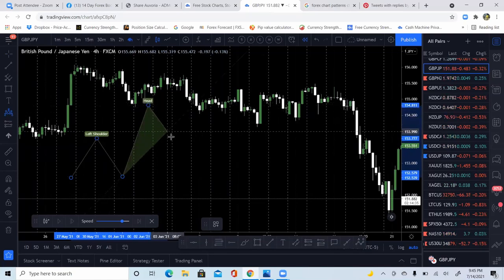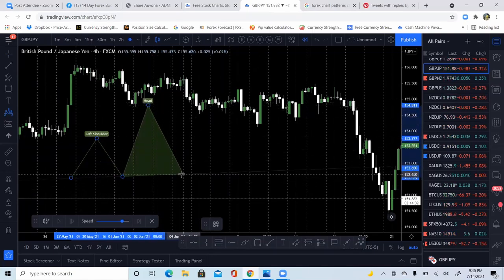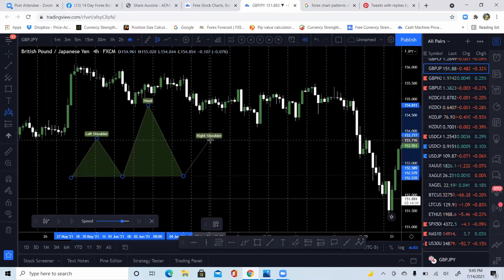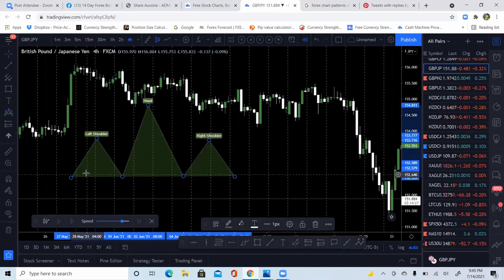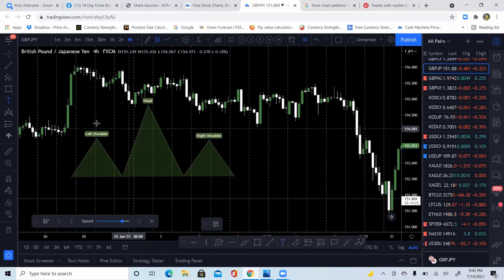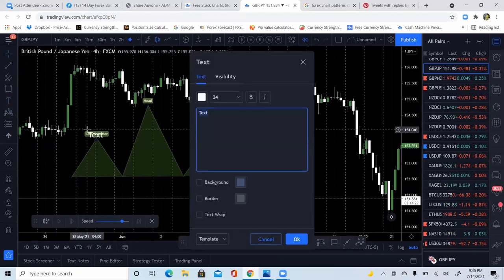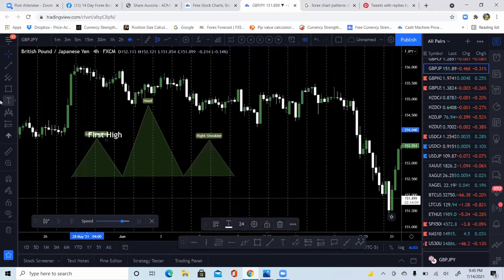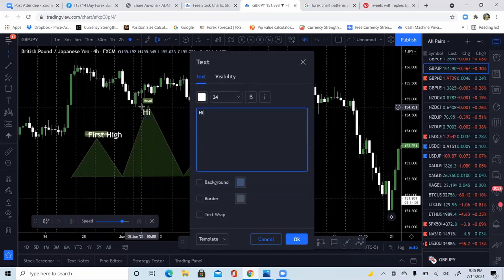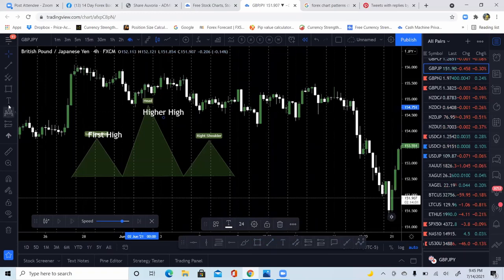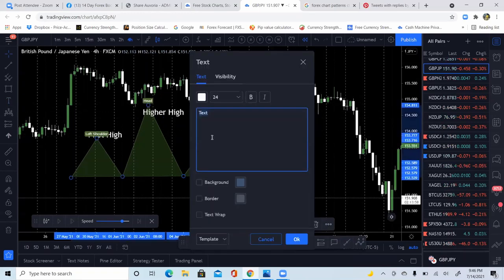followed by a higher high, which is followed by a lower high. As long as it meets that criteria, so instead of saying left shoulder, you have the first high. So first high, I'll type it out. And then the second one is a higher high, followed by a lower high.